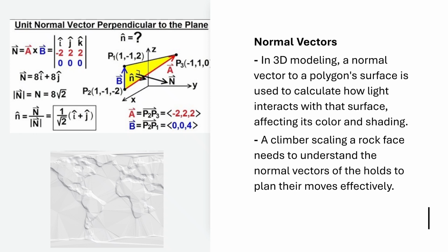Normal vectors are vectors perpendicular to a surface, describing how surfaces interact with light and other objects. This includes applications in computer graphics and virtual reality. For example, in 3D modeling, a normal vector to a polygon surface is used to calculate how light interacts with that surface, affecting its color and shading.